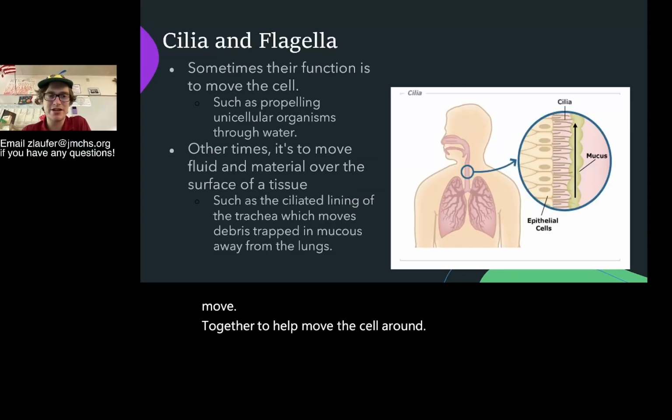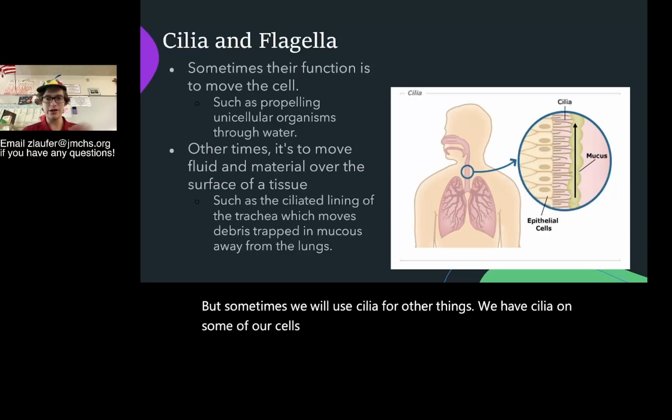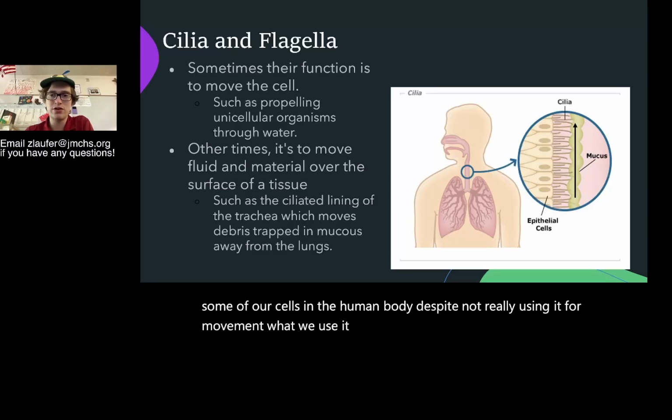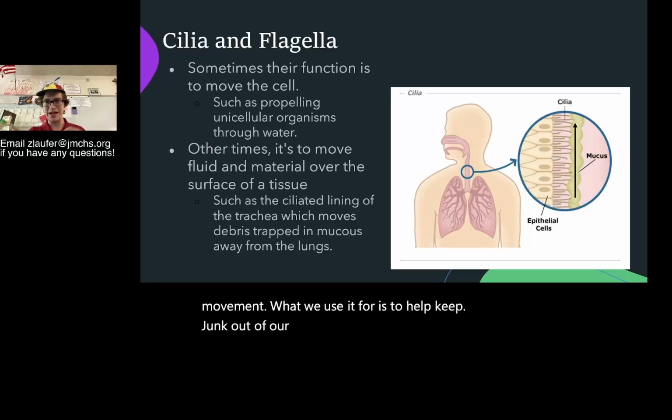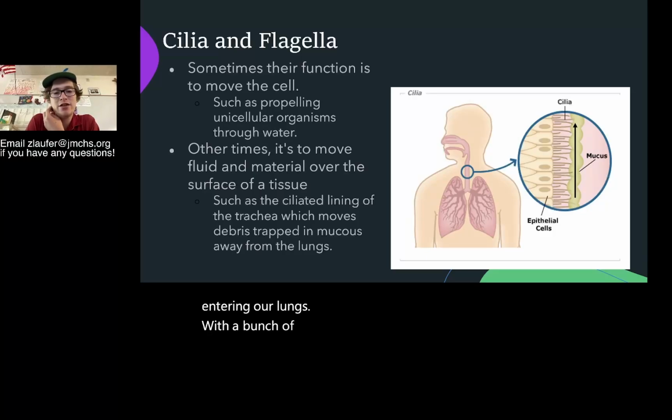But sometimes we will use cilia for other things. We have cilia on some of our cells in the human body, despite not really using them for movement. What we use them for is to help keep junk out of our lungs. So we have a mucus layer along our trachea entering our lungs, with a bunch of cilia underneath it. So the mucus lies on top of the cilia.